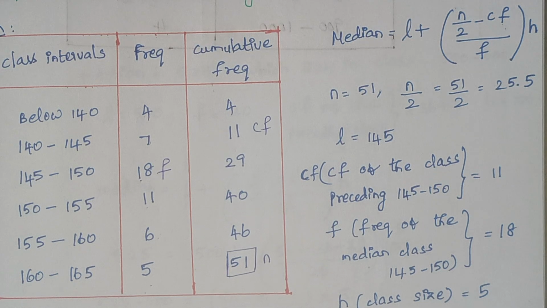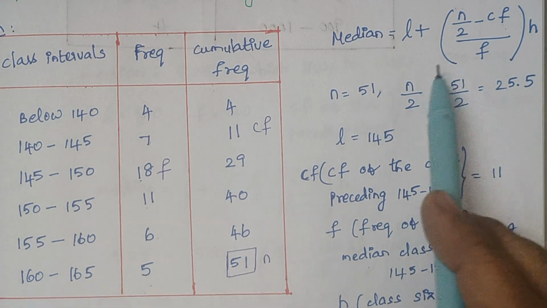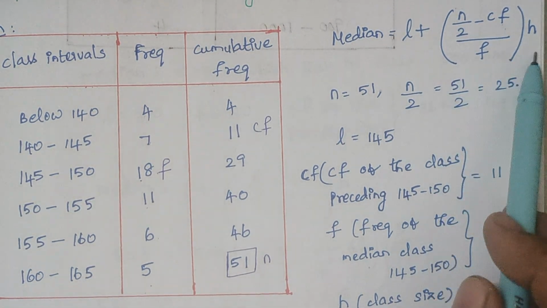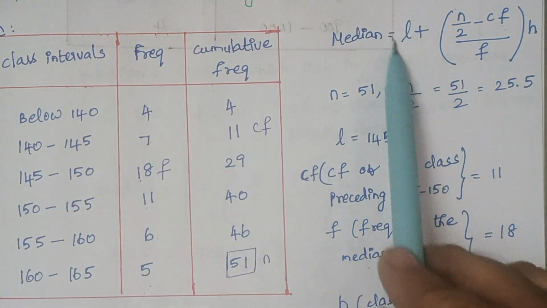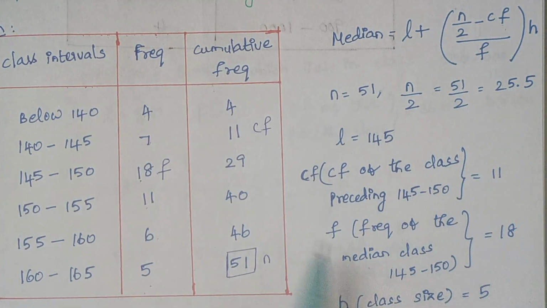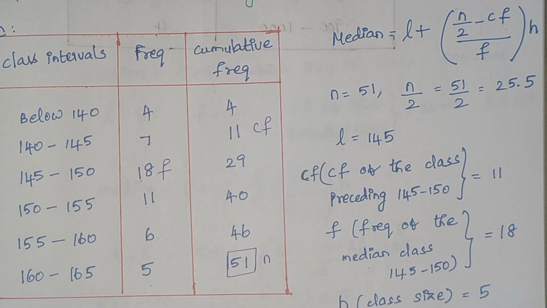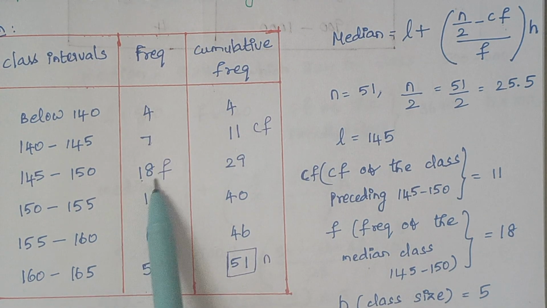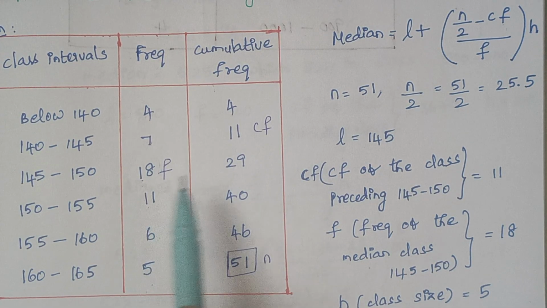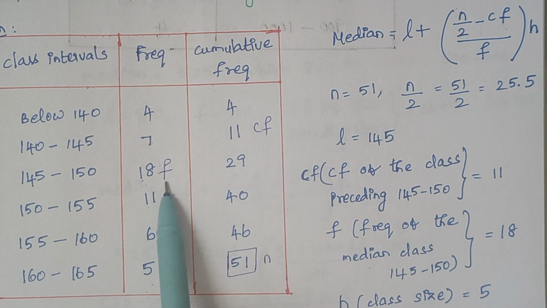So here the median is given by L plus n by 2 minus Cf by f into h. So here what is the value of L? So here the thing is as usual: from the frequency column, pick up the highest frequency. So here 18 is the highest number. So 18 denotes the value of f.